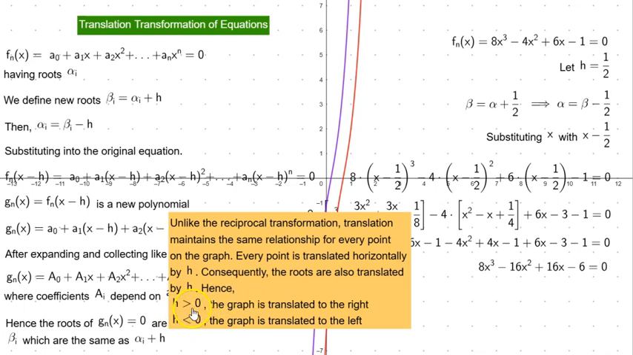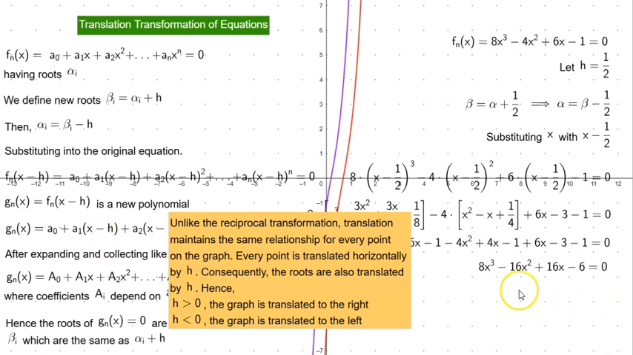Hence, when h is greater than 0, the graph is translated to the right. When h is less than 0, the graph is translated to the left. And if h is 0, that means what? There is no change. Because when you do x minus h and h is 0, there is no change.